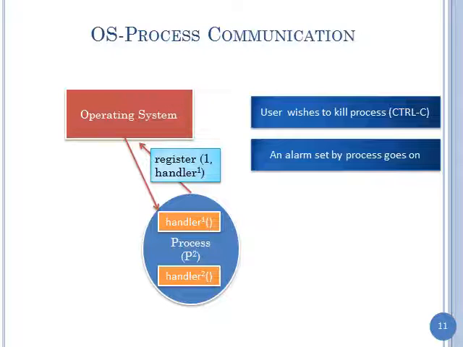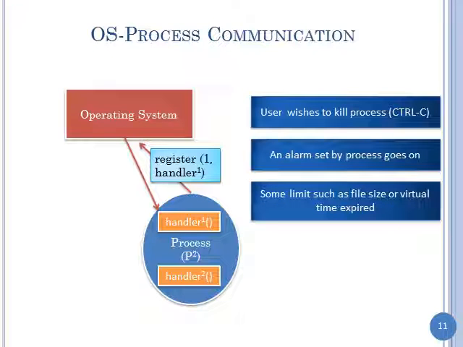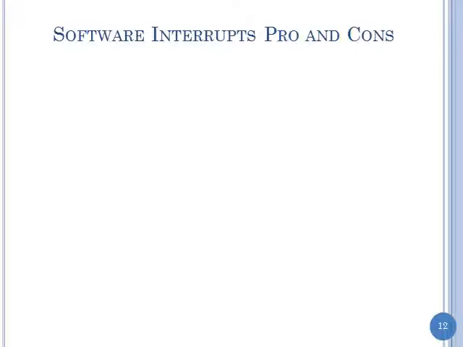Some alarm set by the process has gone off. Some limits such as file size or virtual time or virtual memory have expired. Okay. So do you like this model for just inter-process communication? Why? This is dirty. What's dirty? It's not gentle. So in what sense? Yeah, let's dive into that.